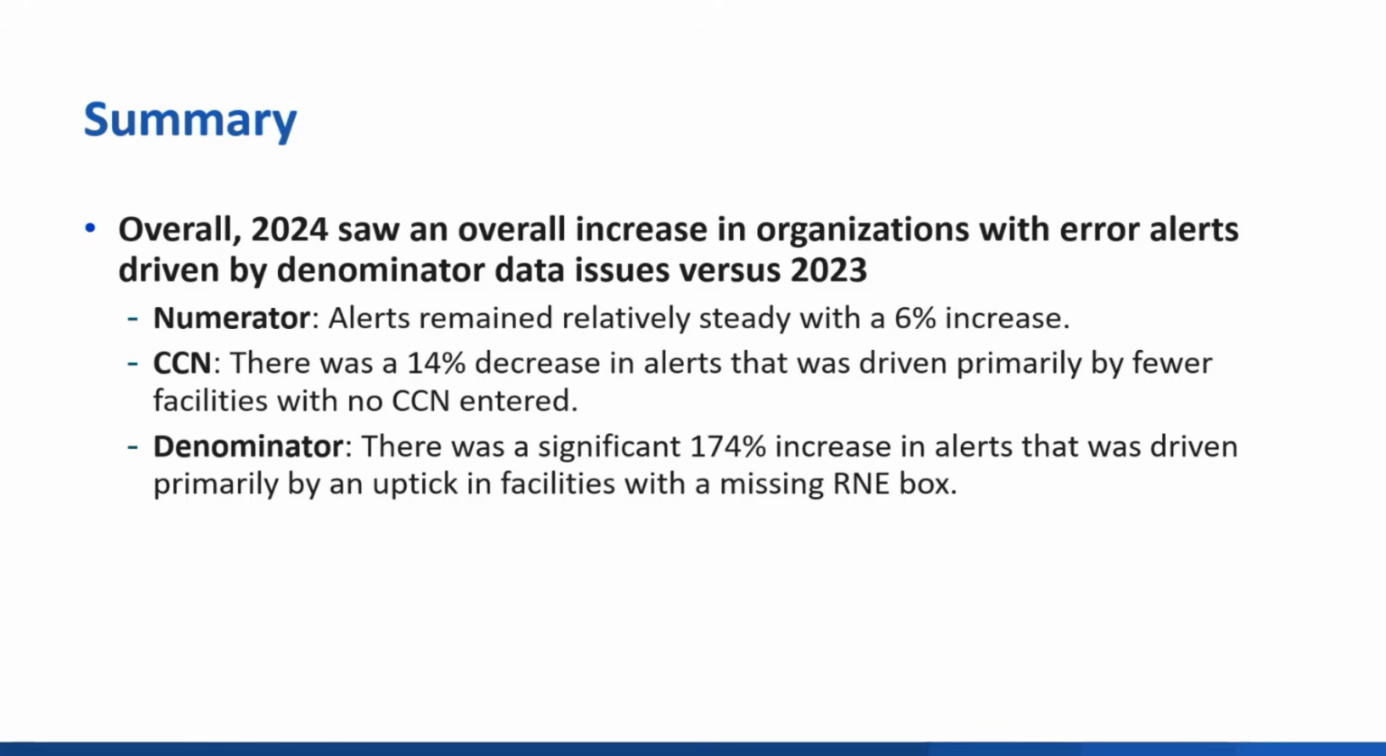Numerator data and CCN data stayed relatively similar, a modest increase for numerator and a modest decrease for CCN, and then denominator had a significant increase. So that's something that we're hoping to get down this year. And I'll pass it back over to Bria for the next section.